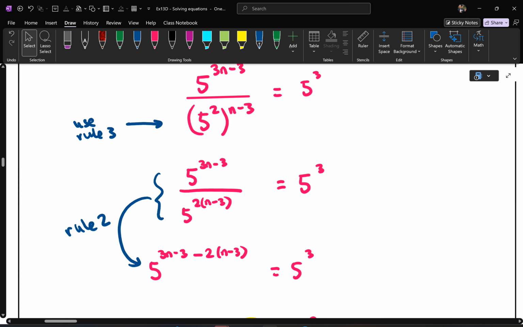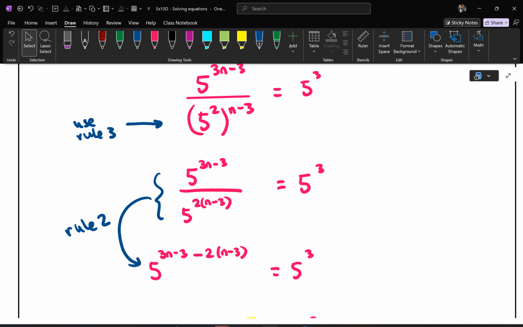I literally wrote 3n minus 3, take away 2 times n minus 3. So I did it all in one line, because that's rule number 2. Rule number 2 just says a to the power of m divided by a to the power of n, you take away the powers. You see, what I did all in one step, I still kept the brackets, and I kept that minus sign.